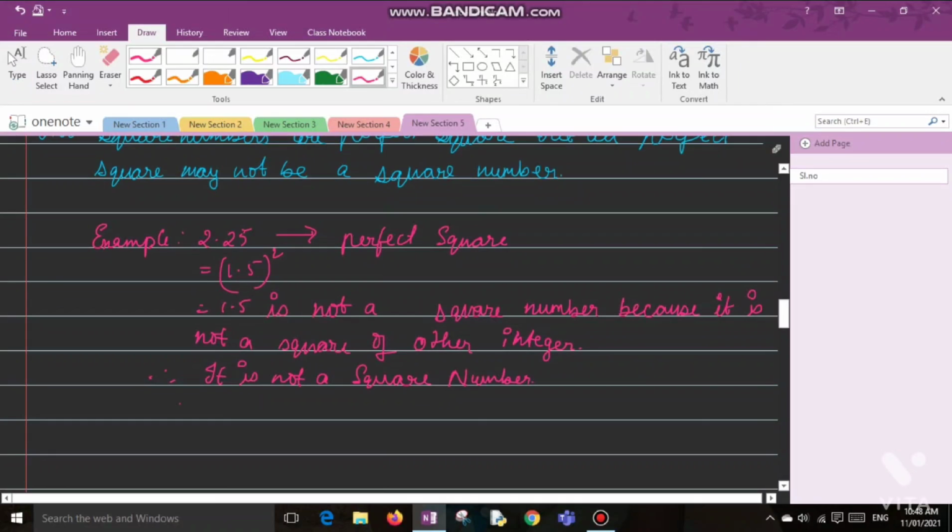16 would be better. 16 is a perfect square because it can be expressed as 4 square. Now 4 is a square of another integer 2. So therefore it is a square number.